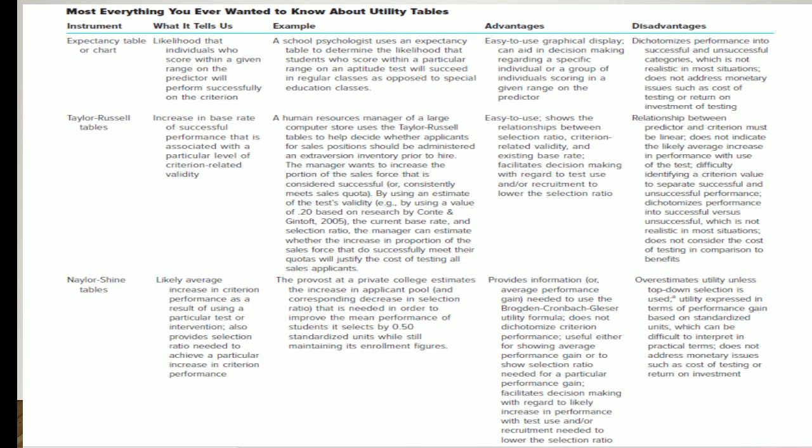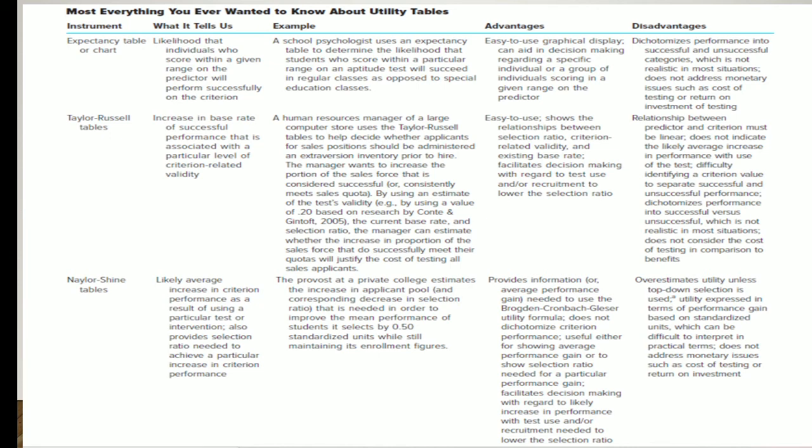It is, however, disadvantageous since it overestimates utility unless top-down selection is used, and utility is expressed in terms of performance gain based on standardized units, which can be difficult to interpret in practical terms, so it does not address monetary issues such as cost of testing or return on investment.